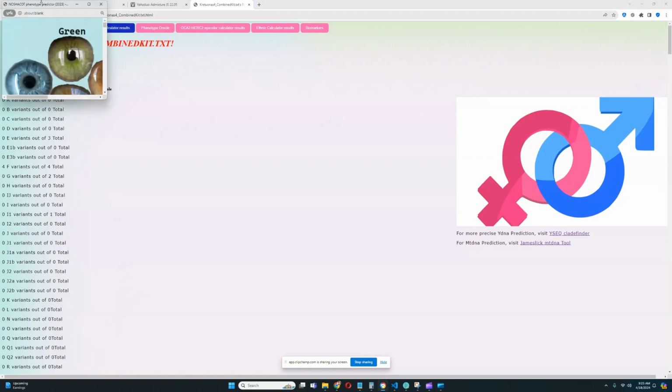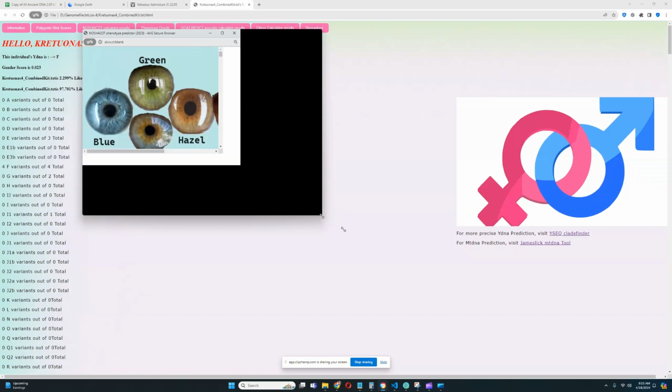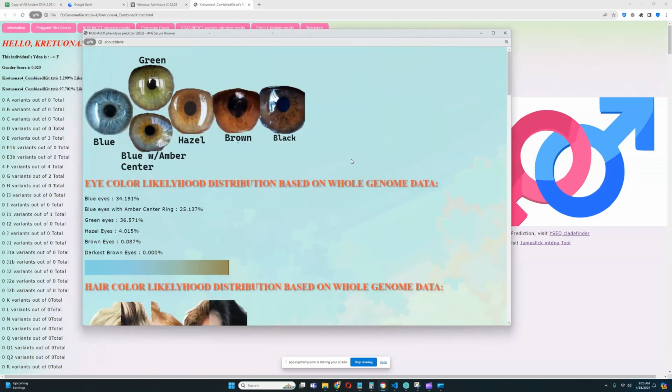Let's see the national code calculator results. That's definitely quite interesting to see the phenotype. So she's actually quite light. For the eye color, she definitely doesn't have darkest brown eyes. You can see that's absolutely 0% likelihood of darkest brown eyes. Definitely doesn't have brown eyes, probably doesn't have hazel eyes either. So most likely her eye color is green, blue with amber center, or blue, but most likely it is green. That's the largest category that she scores here.